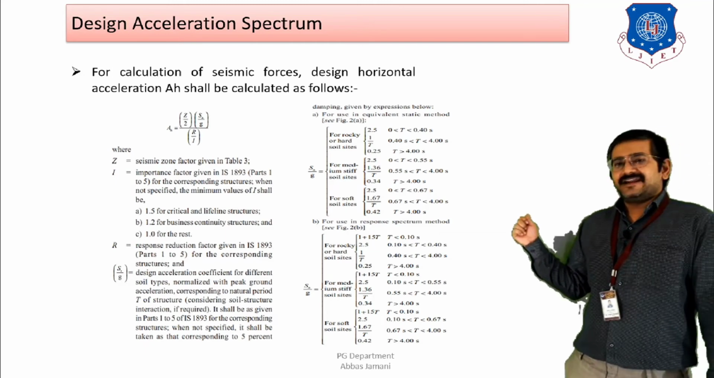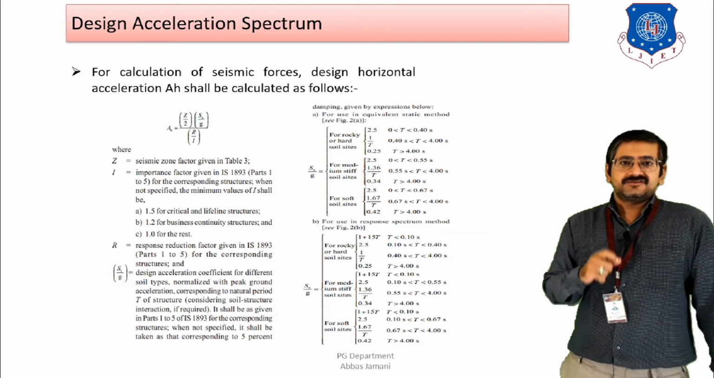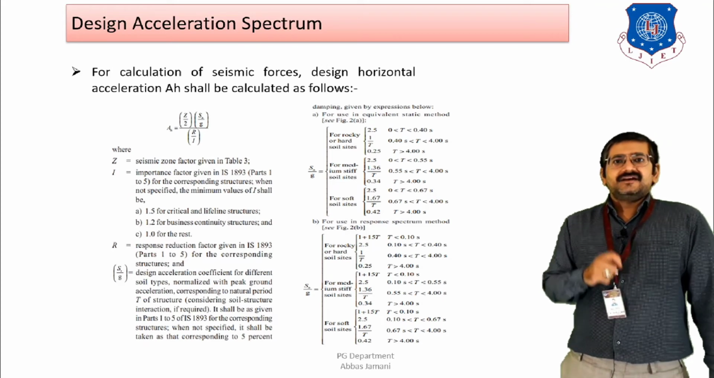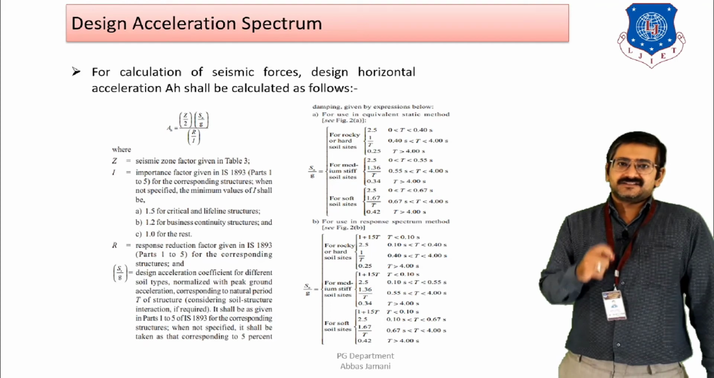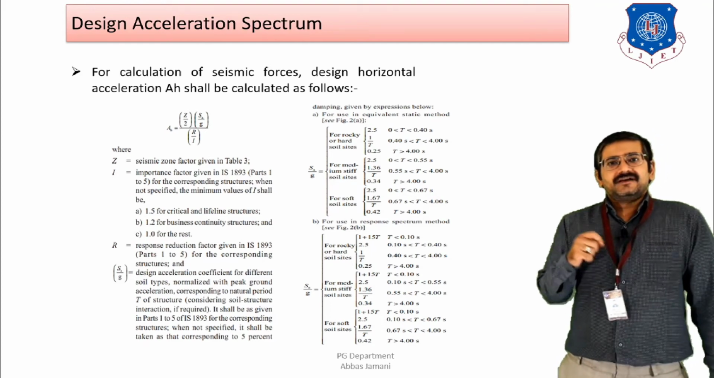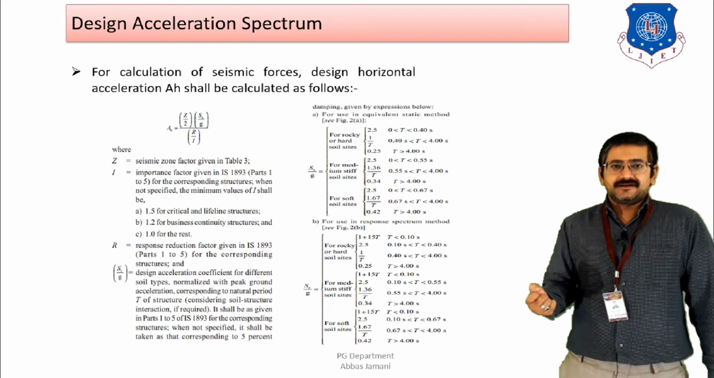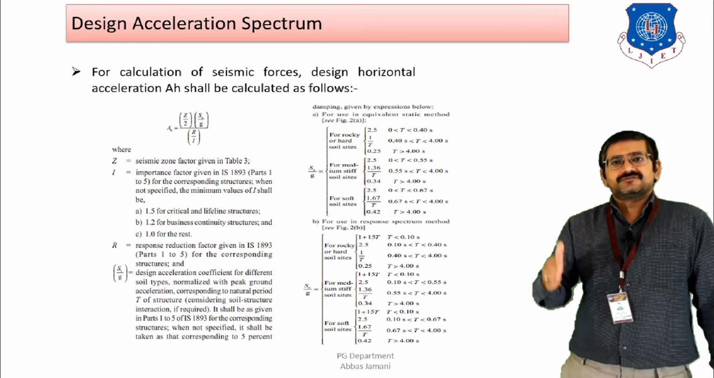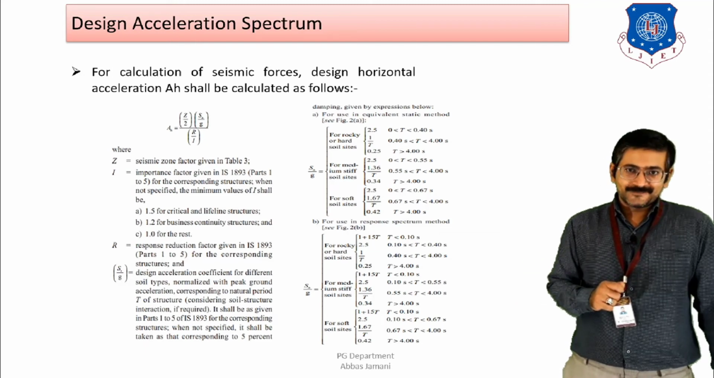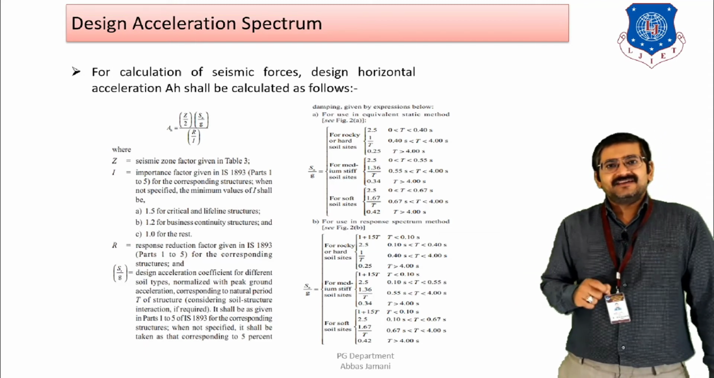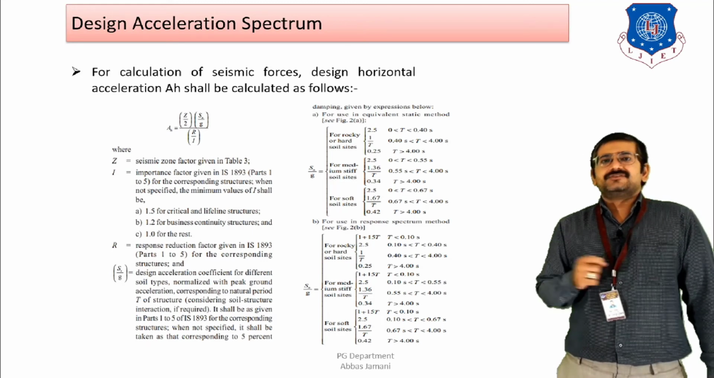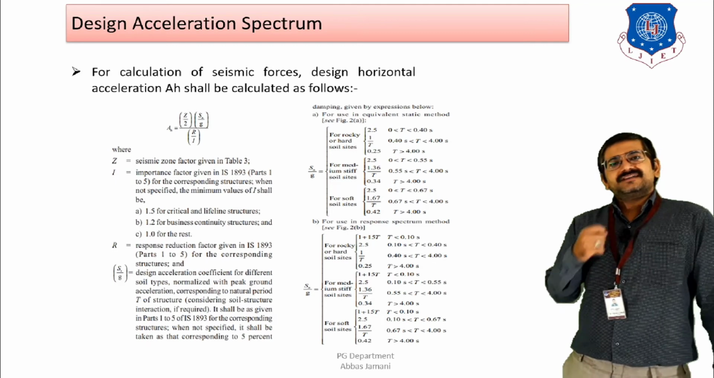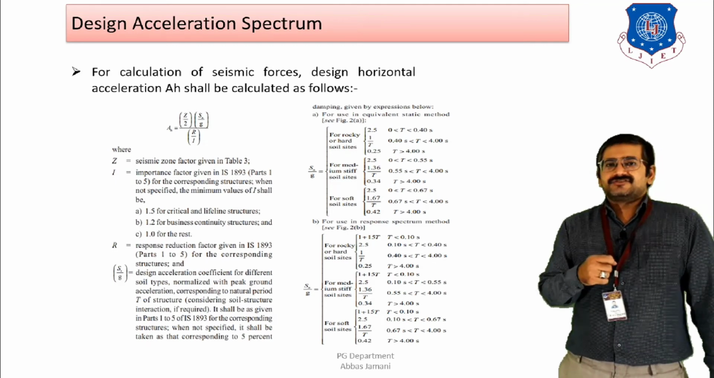given by ZISA by 2RG, where Z is the zone factor, I is the importance factor, R is the response reduction factor, and SA by G is the design acceleration coefficient. Now zone factor, as you can see in the next slides also, depending upon the zone, that is zone 2, zone 3, zone 4 and zone 5, the value of Z is defined by the code. If I talk about importance factor I, then it is based on the importance of the building and the utility of the building. And in general, the code is telling that for residential buildings or general buildings, the value of I should be taken as 1.